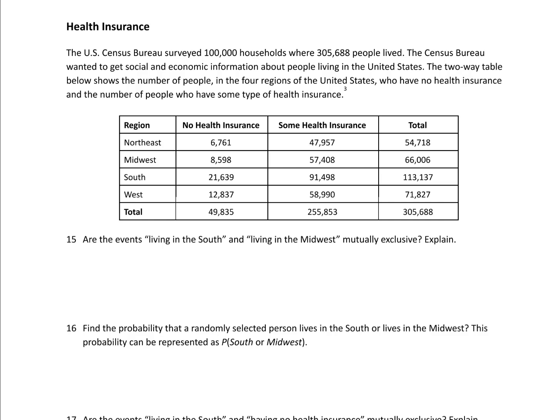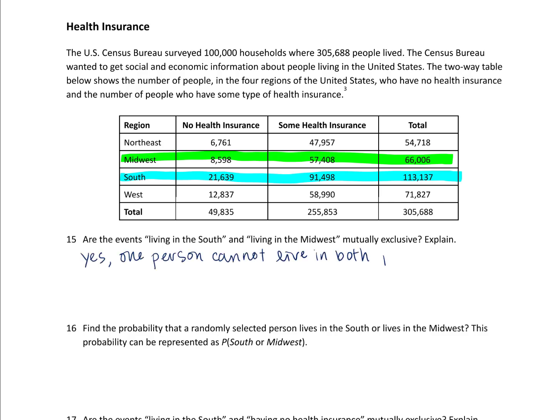According to this table, no. There's no intersection between the Midwest and the South. Here we have the South, and here we have the Midwest. You can see that there's no overlap between the green and the blue.